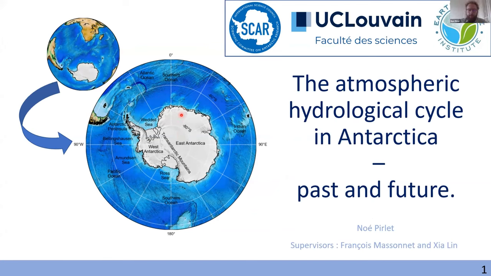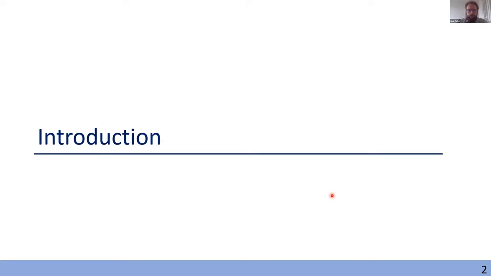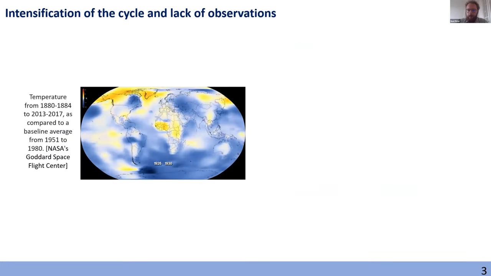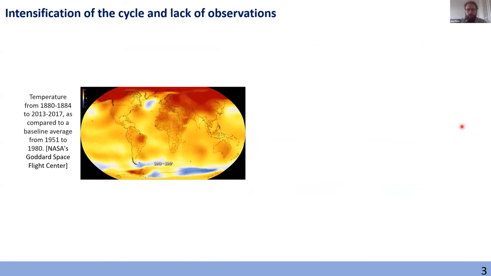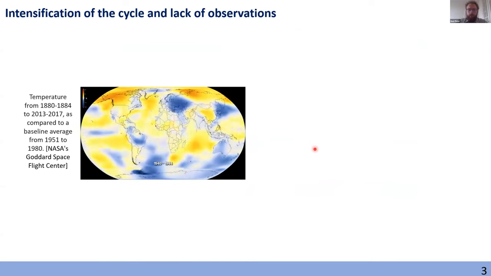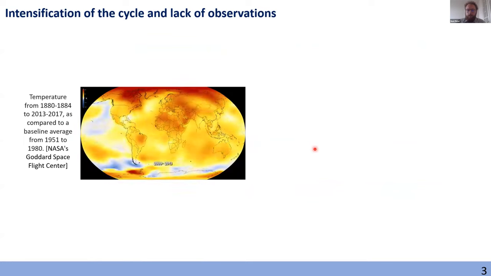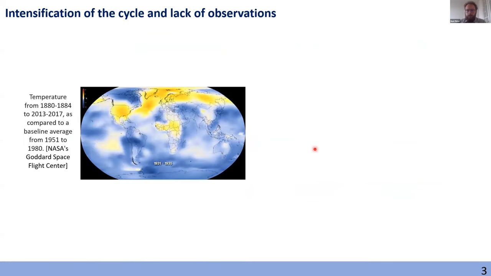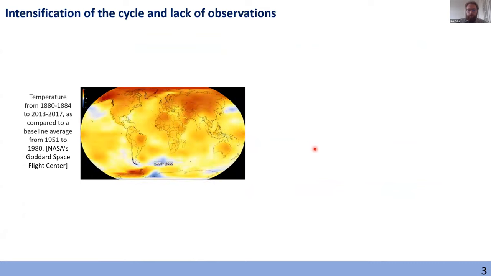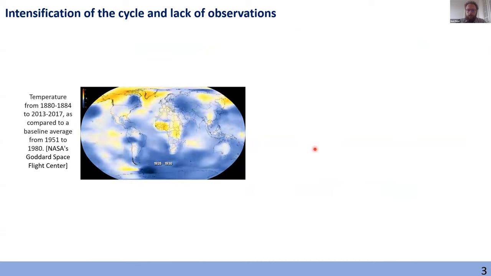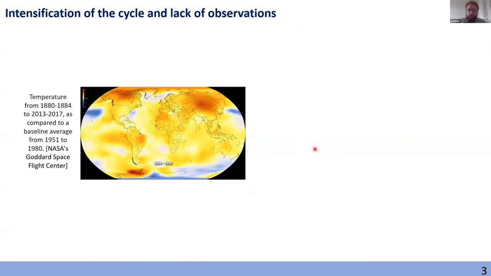So hello everyone. My name is Noé Perlet from UC Louvain in Belgium. Thanks for coming to this presentation about the main results of my master thesis about the atmospheric hydrological cycle in Antarctica in past and future. So let's begin with a brief introduction. First of all, I would like to tell you about a physical law, Clausius-Clapeyron's law. This law tells us that as the temperature increases, the saturation vapor pressure also increases. In other words, the capacity of the air to hold water vapor increases.